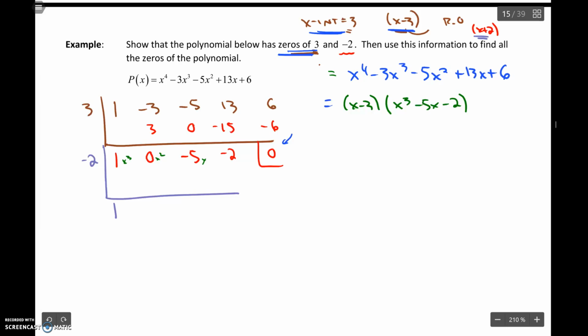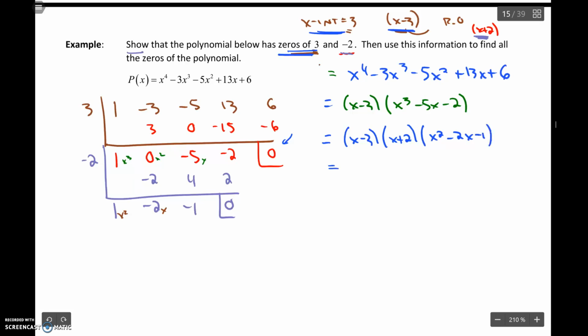Drop it down, multiply, add, multiply, add, multiply. Of course, I get another 0. So I just showed that negative 2 is a 0, that this is a factor. And now I'm down to x squared. So now I've reduced it down, I've factored it into x minus 3. Then this breaks down into an x plus 2 and an x squared minus 2x minus 1.